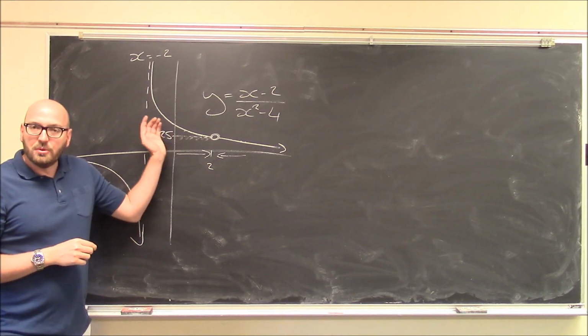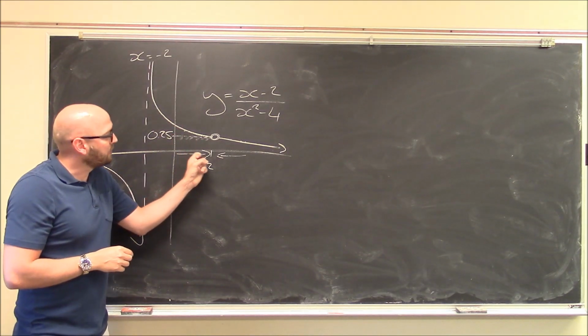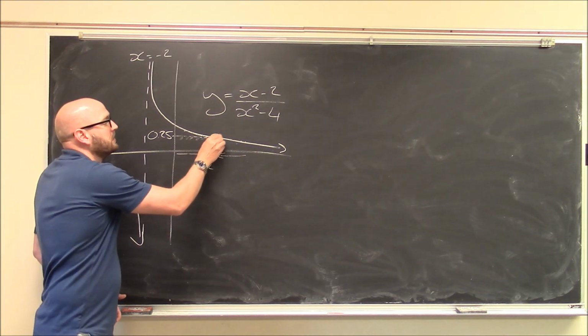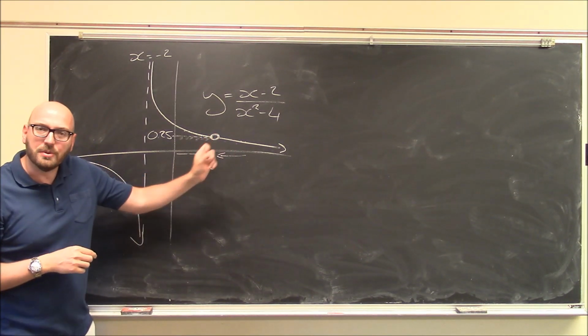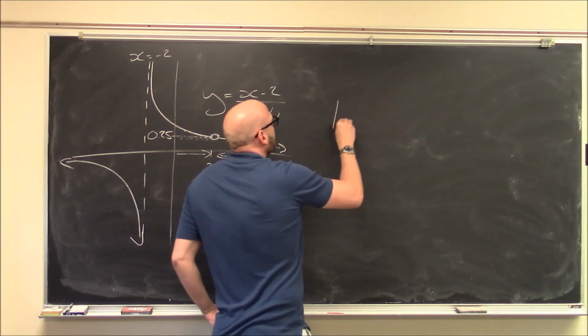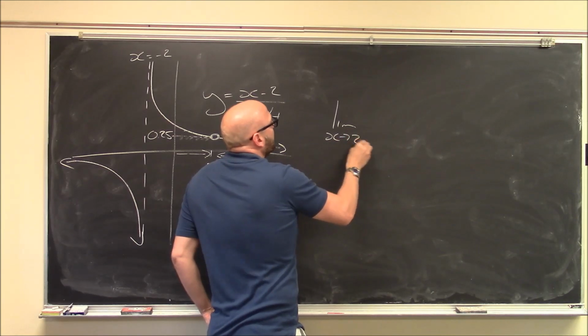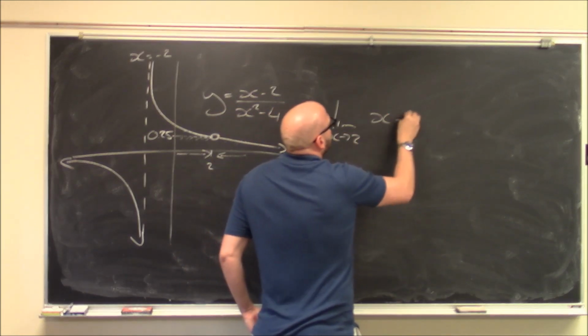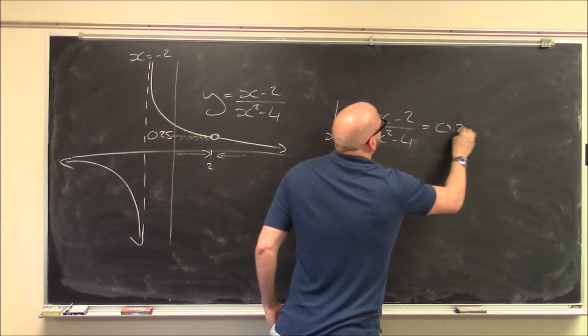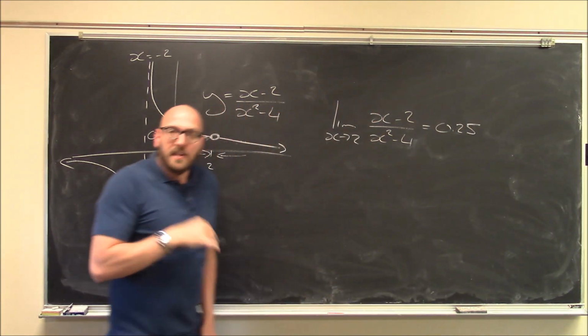All right, so this is what we were doing. We were plugging in values for x that are really, really close to 2, and we were observing that these y values are actually getting closer and closer to this hole that we're skipping. Right? And again, we used our limit notation. The limit as x approaches 2 of x minus 2 over x squared minus 4 equals 0.25.